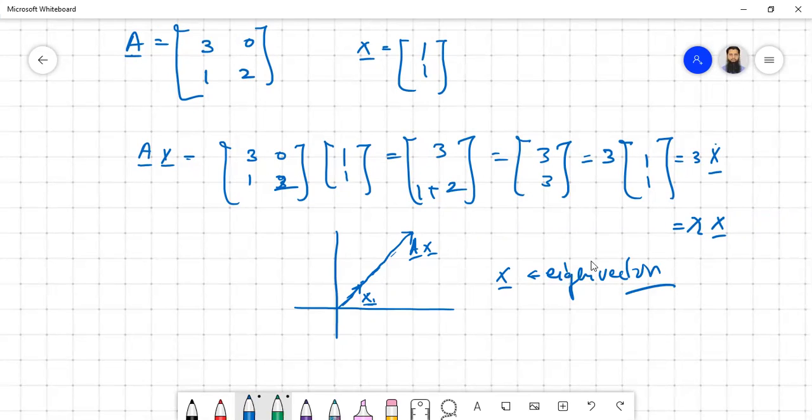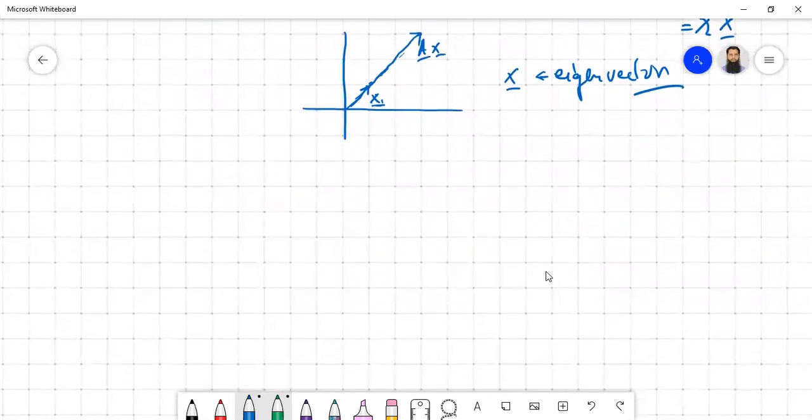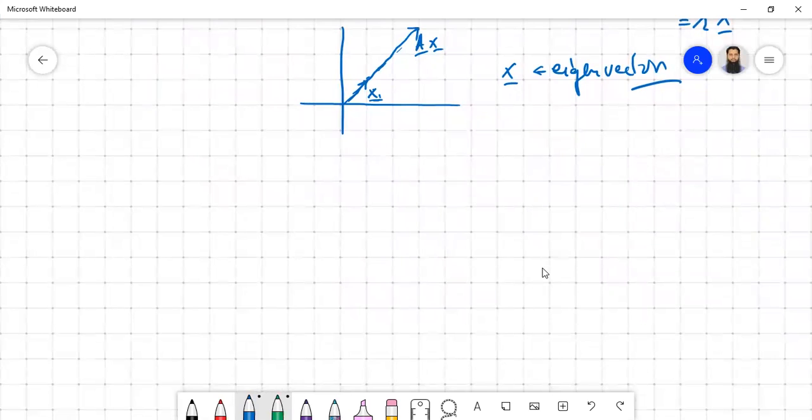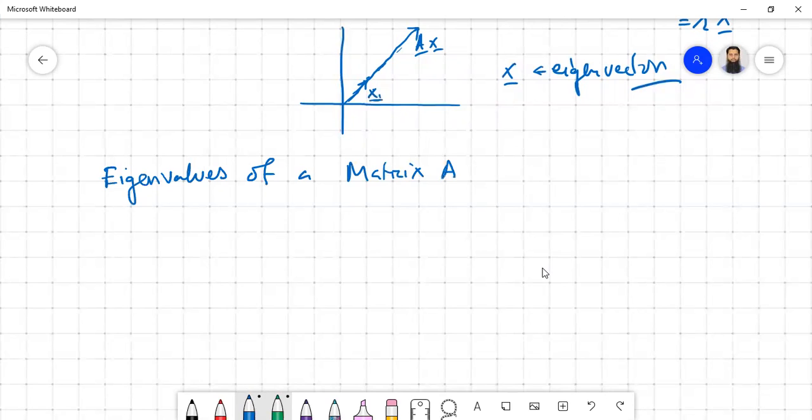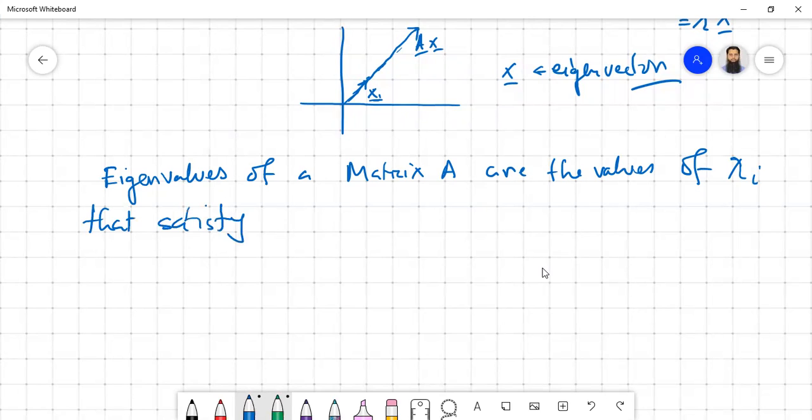Next, what we have is the eigenvalue. So eigenvalues of a matrix. Let us write the definition first. Eigenvalues of a matrix A are the values of lambda that satisfy the equation A x equal to lambda x.